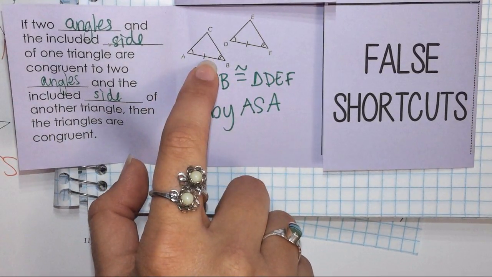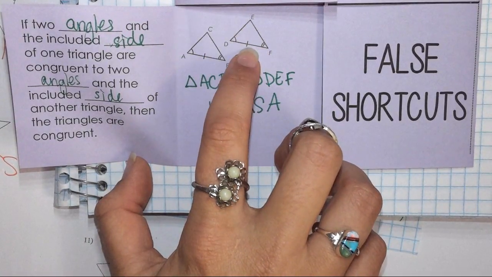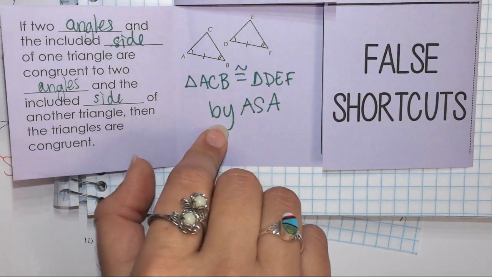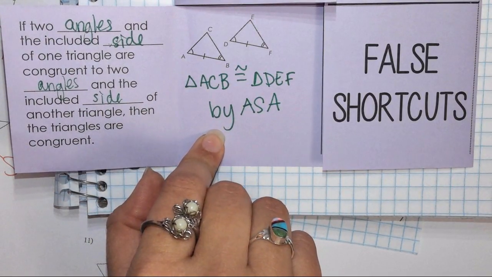Do we have an angle? Do we have a side? Do we have an angle? Over here, do we have an angle? Do we have a side? Do we have an angle? It's angle, side, angle. That's it. That's all you do.